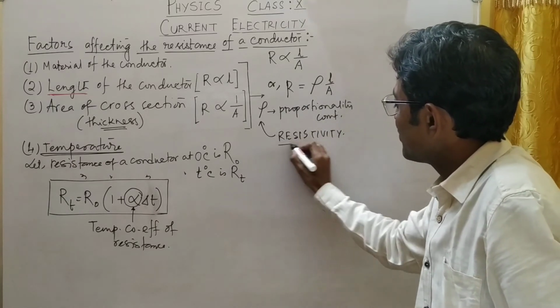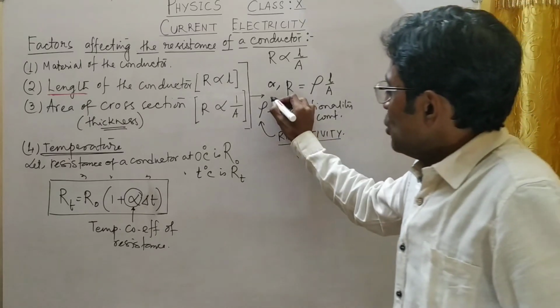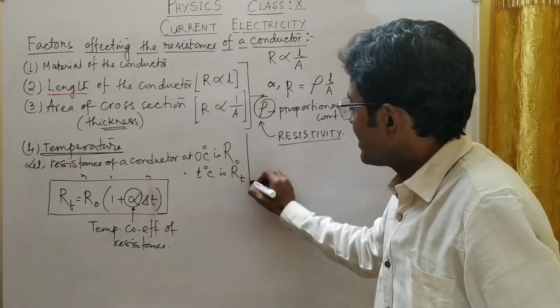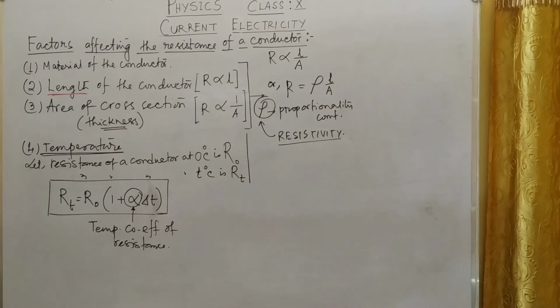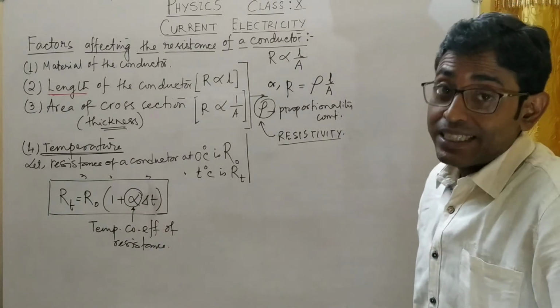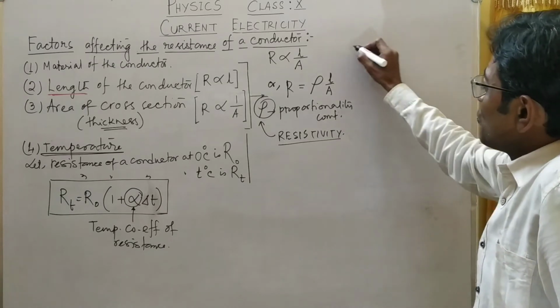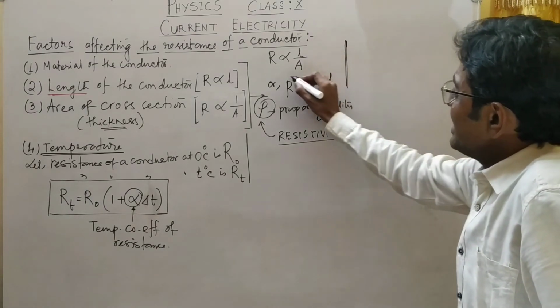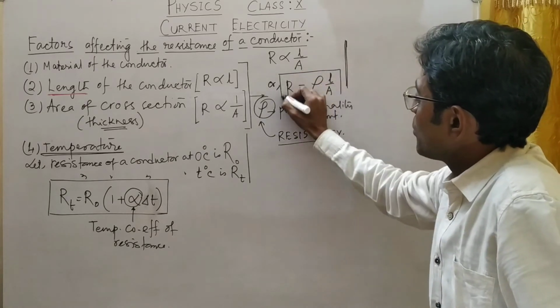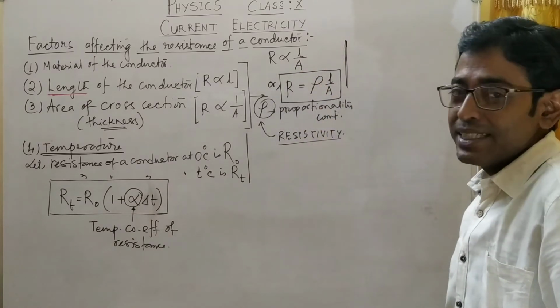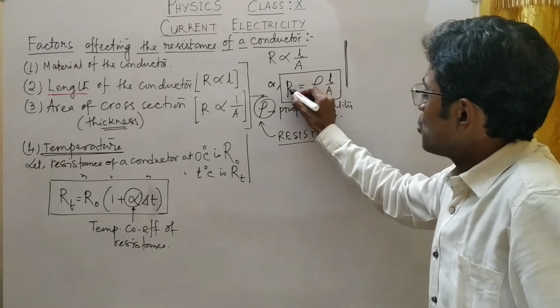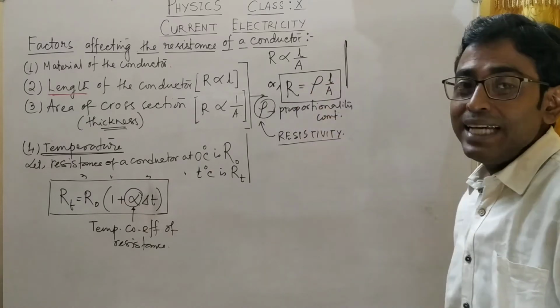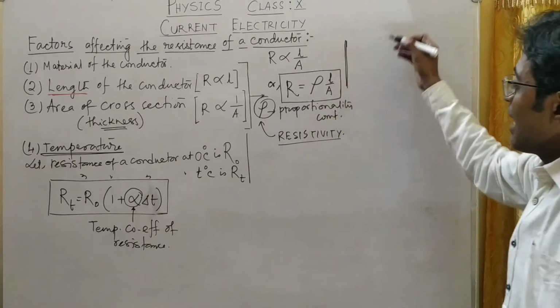Resistivity is the new term. Remember this, it is called the resistivity of the conductor. So first of all, what is resistivity? Let's see. First of all, we are defining resistivity. In this equation, you have a very important equation: R equals rho L by A. Now see what happens.